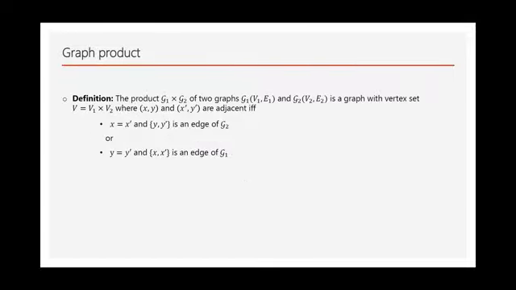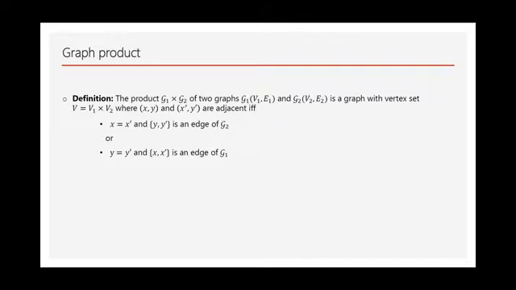The next thing I need to describe is the graph product. Consider two graphs, G1 and G2, with vertex and edge sets V1, E1, and V2, E2. Then the product of the two graphs is defined as the graph which has vertex set the product of the vertex sets. And the edge set is such that (x, y) and (x', y') are adjacent if and only if either the first coordinates are the same and y' is an edge of G2, or y is equal to y', and x' is an edge of G1.